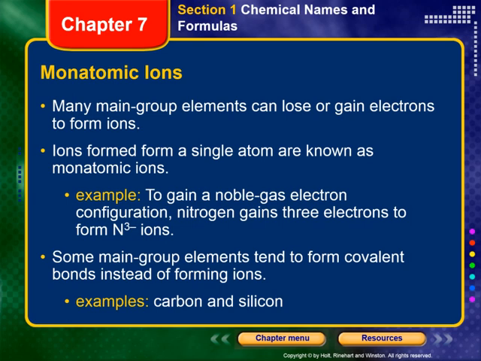charge. Some main group elements, more as an exception, tend to form covalent bonds instead of forming ions. For example, it's very rare to see carbon as an ion or silicon as an ion. Because they are in group 14, they have 4 valence electrons, and they tend to act as the backbone or the central atom in several different types of molecules. They very rarely form ions, even though they can.